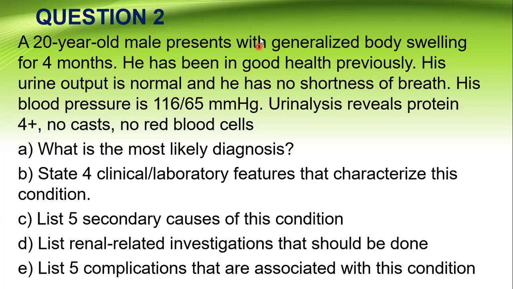Another clinical feature is these guys have hypercholesterolemia. So you'll have xanthelasmas and xanthomas. Okay. Now for the lab features. How do we define nephrotic syndrome? With a specific lab feature. Proteinuria of how much? Five grams per 24-hour collection of urine.